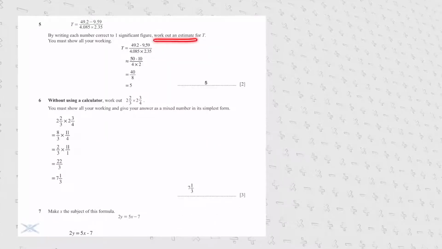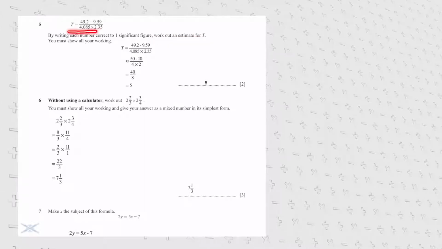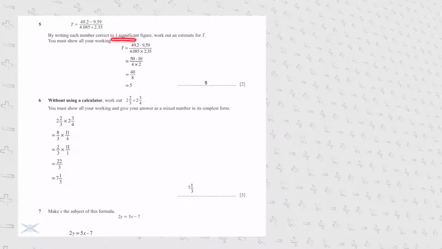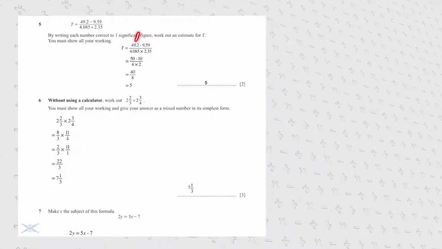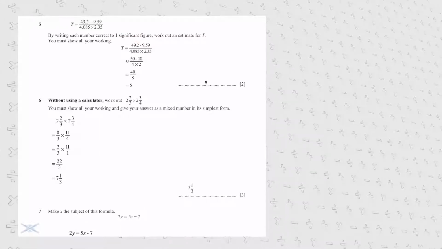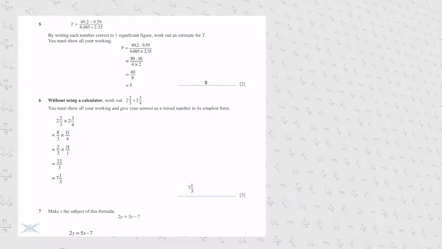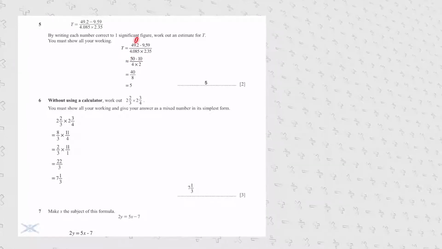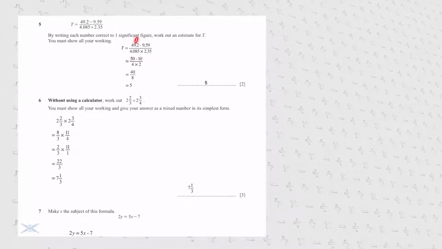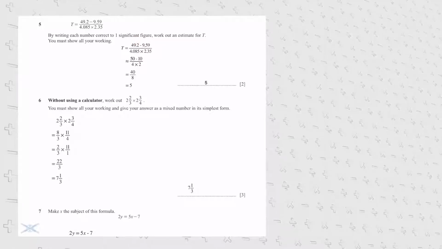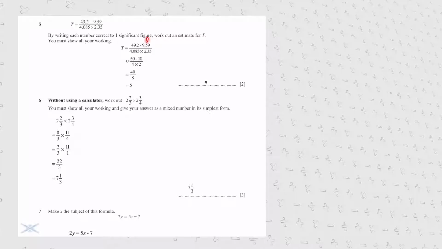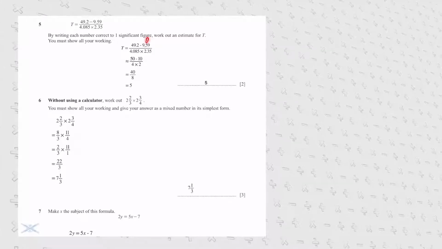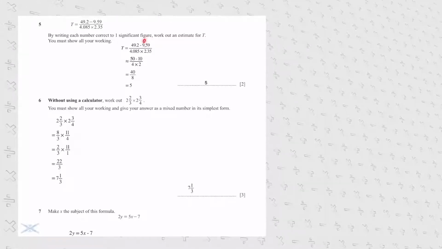In exercise 5, we should work out an estimate for t by writing each number to one significant figure. So starting from the top left to the bottom right, 49.2 rounded to one significant figure equals 50. Since 9 is larger than 4, we are required to round up. So 49 rounded up equates to 50. As for the second number, as we can see, the second digit is 5, which again is larger than 4, so we need to round up 9 to 10.